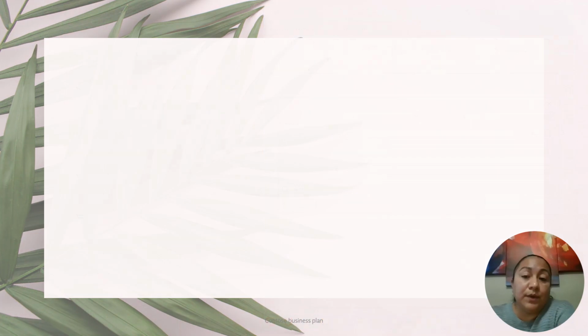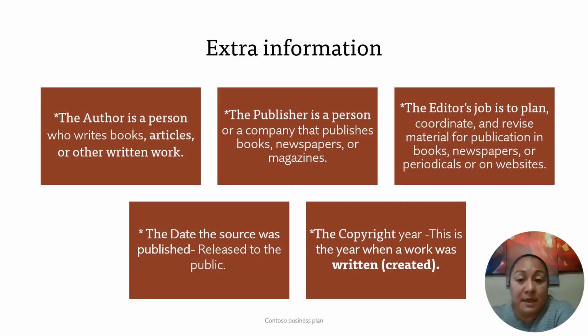I also have extra information that I want to go over. I want to make sure that everyone knows the difference between an author and a publisher and an editor. An author is the person who writes books, articles, or other written work. The publisher is the person or a company that publishes books, newspapers, or magazines. And the editor's job is to plan, coordinate, and revise materials for publication in books, newspapers, periodicals, or websites.